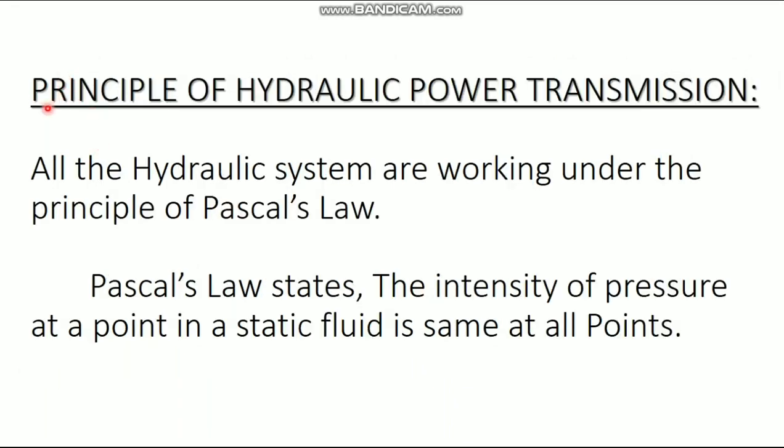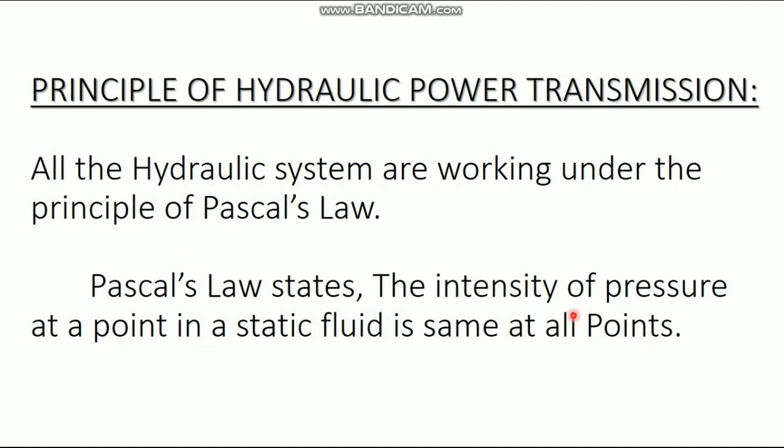This is one important thing, the principle of the hydraulic power transmission system. All the hydraulic power transmission systems work under the principle of Pascal's law. Already you may know Pascal's law. Pascal's law states that the intensity of pressure at a point in a static fluid is the same at all points.